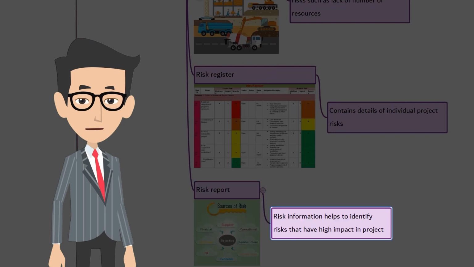Risk report. Risk report includes information about overall project risk response strategy, and planned responses. Additionally, they do have information about the number of risk, type of risk trends, metrics, and risk sources. This analysis can help to determine which risk will have higher impact in the project. Just remember, risk report is iterated throughout the project.